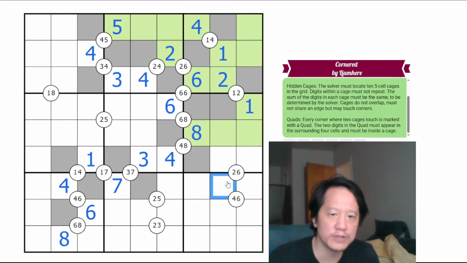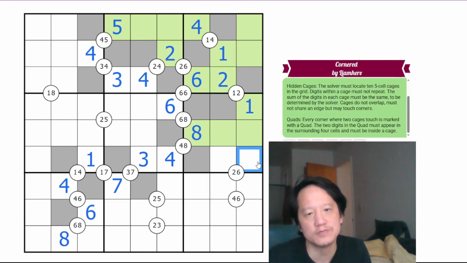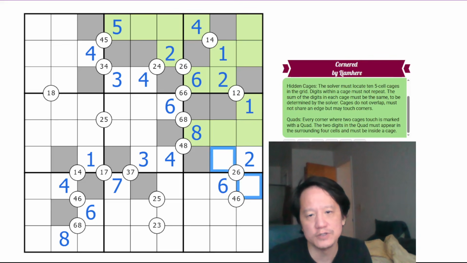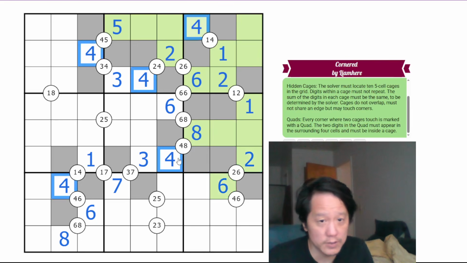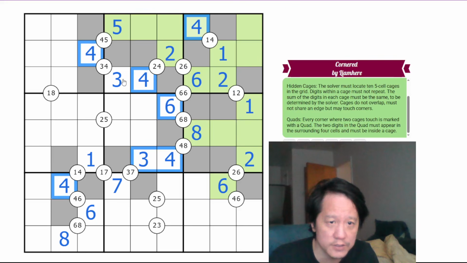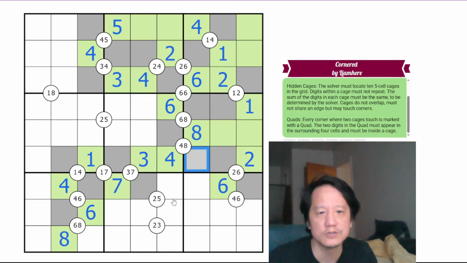6 is in between these. That means 2 has to be on this side. 2 can't be here because of 2 in the column, so 2 has to be there, which makes that 6. So these are not cage, which means these are cage. Right, so all the digits we have are in a cage. So then we'll mark those as green.